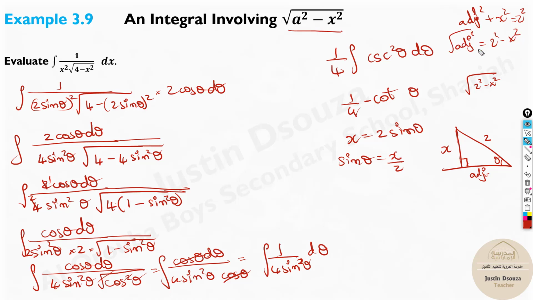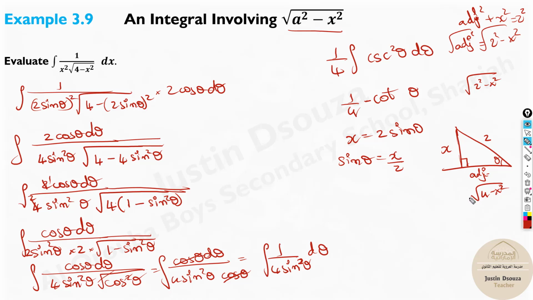Now take the square root on both the sides. You're going to get adjacent side equals square root of 2 square minus x square. So another easy way to write is, if any of the sides is unknown, that side will be equal to the square root of the hypotenuse square minus any one known side. So that is square root of 4 minus x squared. So this is the adjacent, that's cos, right?